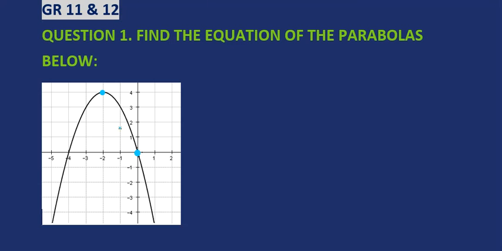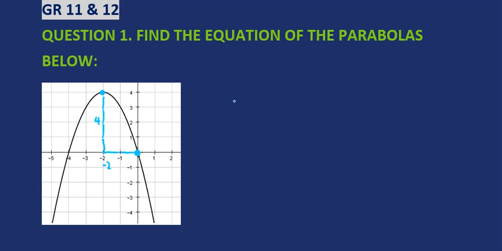Alright, so how has it shifted? It has shifted by -2 along the x-axis, and it has shifted by 4 units up. So by -2, 2 units to the left, and it has shifted 4 units up.